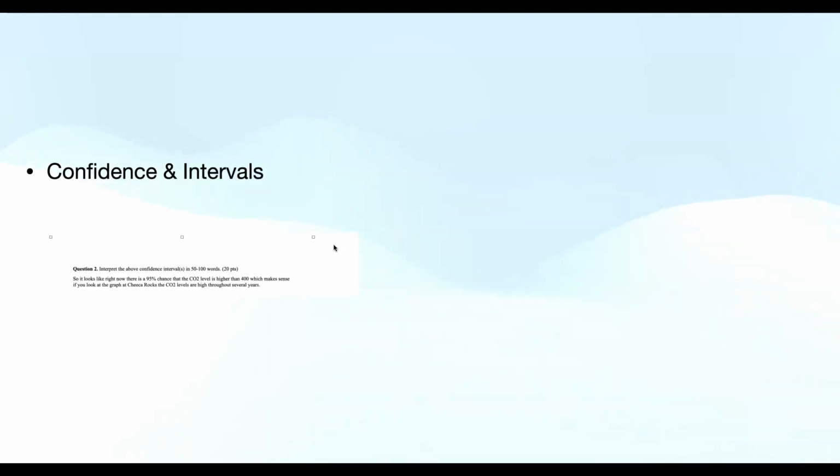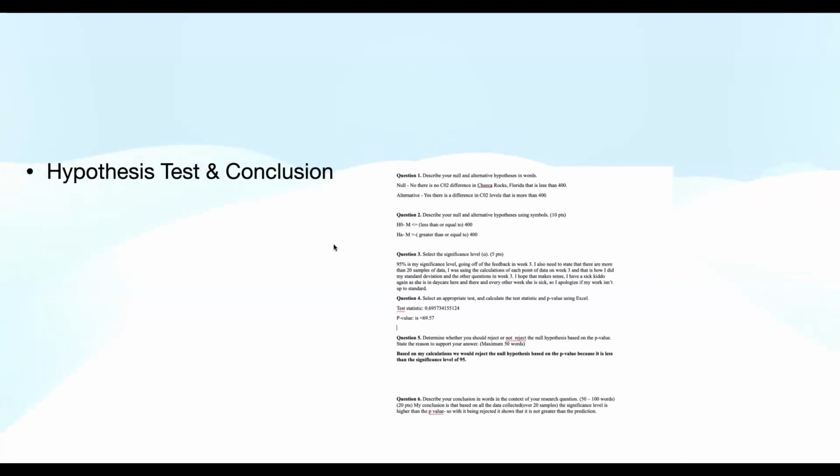And then the confidence intervals. Basically, what I did was look at what we learned throughout this course, and I realized that there is a 95% chance that the CO2 level is higher than 400, which was just like my research question, meaning is it going to be higher or lower than 400. That does make sense if you look at the graph for Chico Rocks. The CO2 levels are high throughout several years. They decline a little bit here and there, but they mainly stay high.